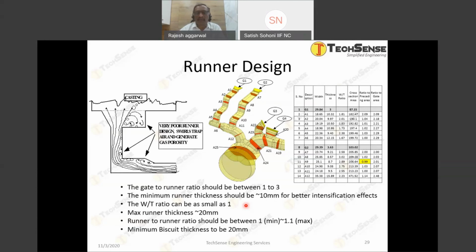What we're trying to say over here is, if you see the middle image, the cross-section area from the biscuit to the gate should always be reducing, or increasing from the gate towards the biscuit, right? So that is very, very crucial. That helps to avoid or eliminate the air entrapment inside the runner.